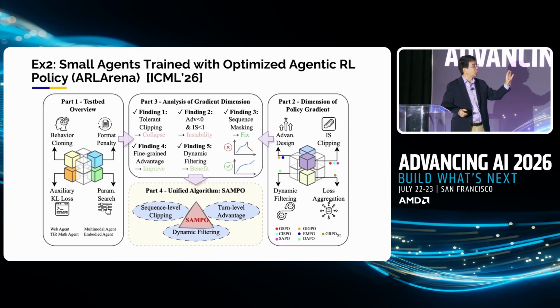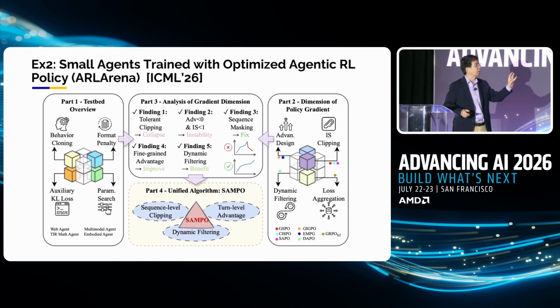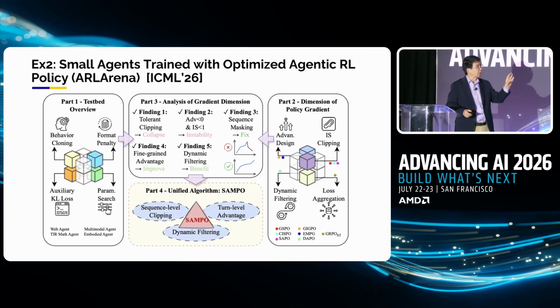I can show you. If you want to train a specialized model, you care about behavior cloning. You want to introduce some format penalty. For example, you want to make sure it can output action, thinking pairs as you want. And you should have the right loss function. And finally, you do some parameter tuning. So that's actually the setup. I will not go into the details.